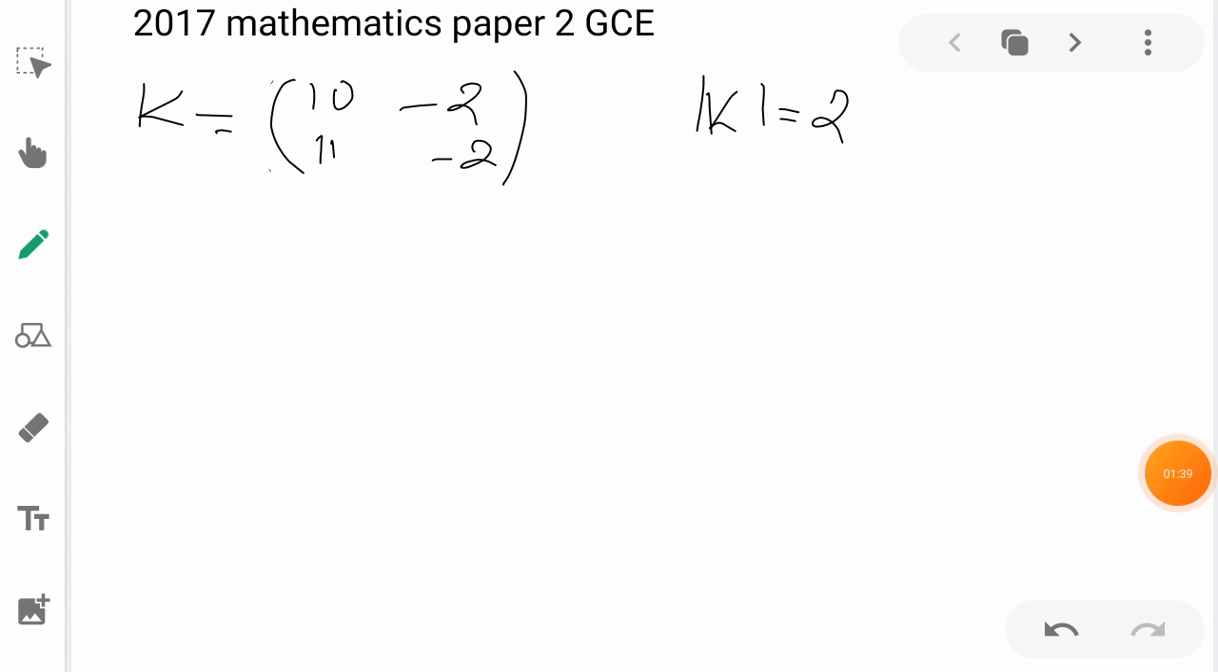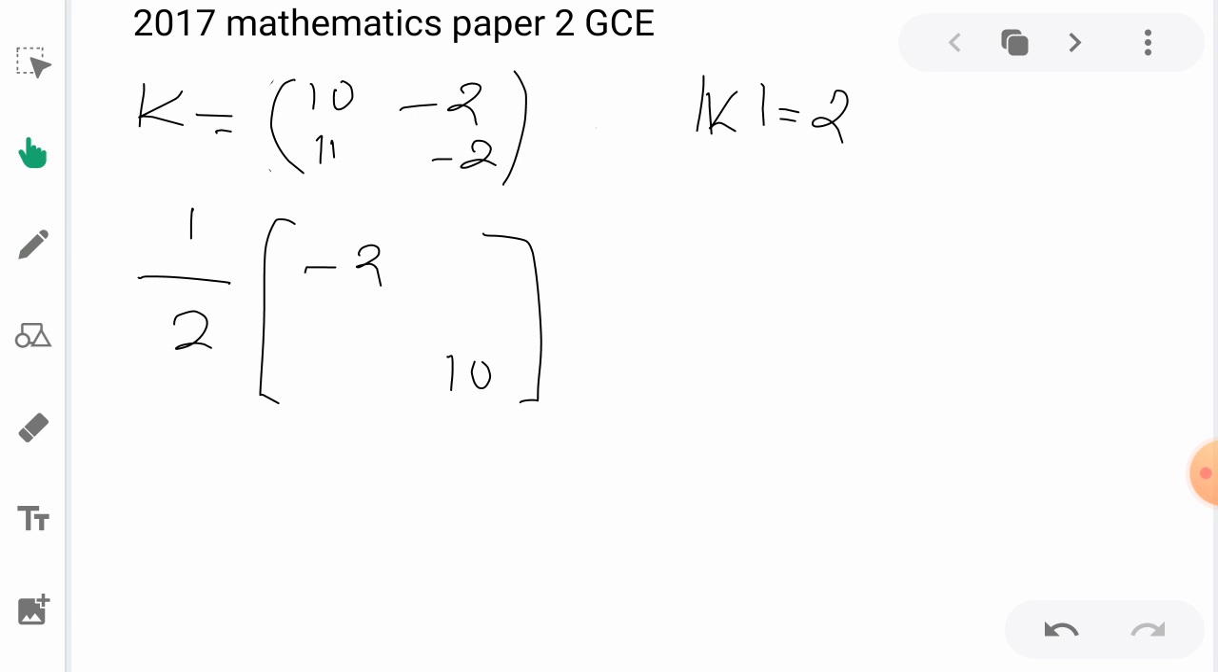Part 2 says find the inverse of matrix K. The inverse of matrix K is equal to 1 over determinant, which is 2, open brackets. Then the elements in the major diagonal, they swap. So negative 2 goes there, then 10 comes there. While the elements in the minor diagonal, 11 and negative 2, they change signs. So we're going to have negative 11 and there we're going to have positive 2. Then you multiply 1 over 2 by the matrix inside.